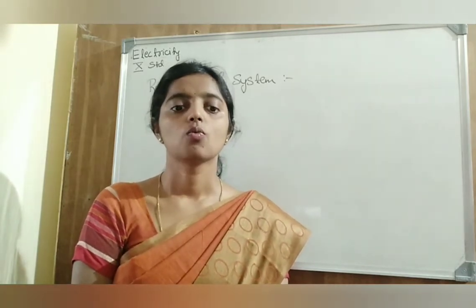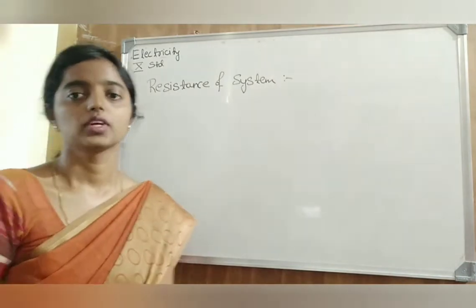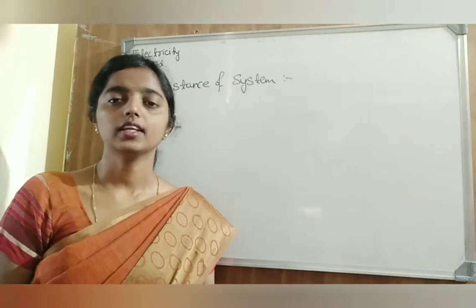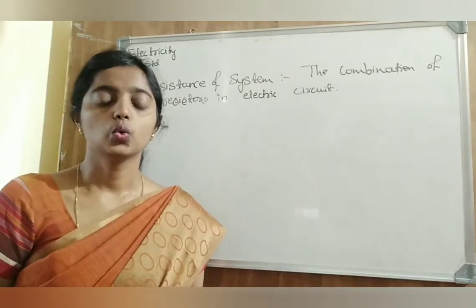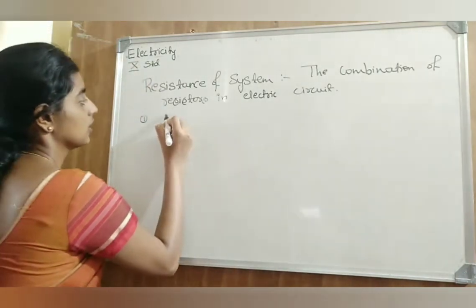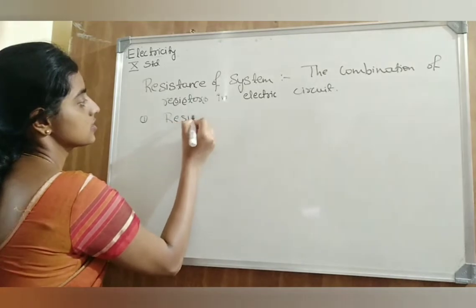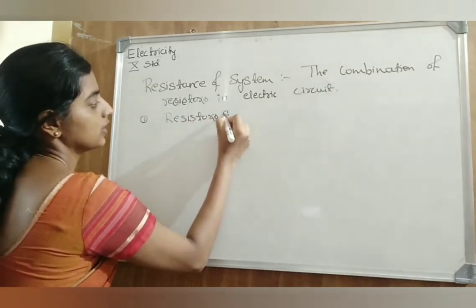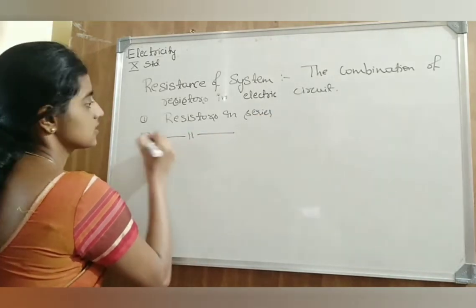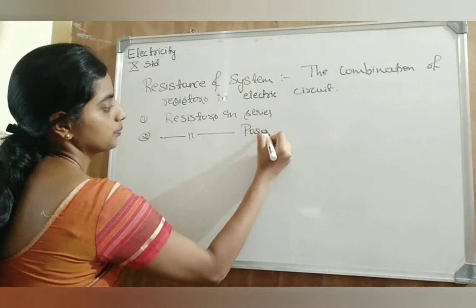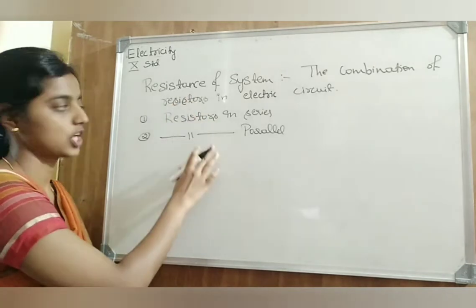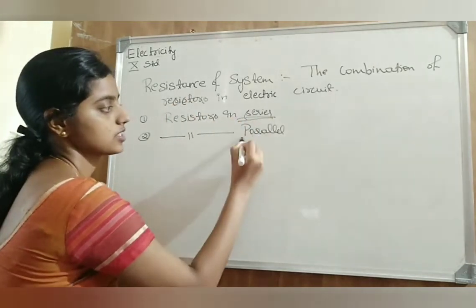Now let us see what the resistance of a system is. Resistance of a system is nothing but a combination of resistors in an electric circuit. There are two types of combination in the resistance of a system. They are resistors in series and resistors in parallel. These two are the main topics of this electricity chapter: resistors in series and resistors in parallel.